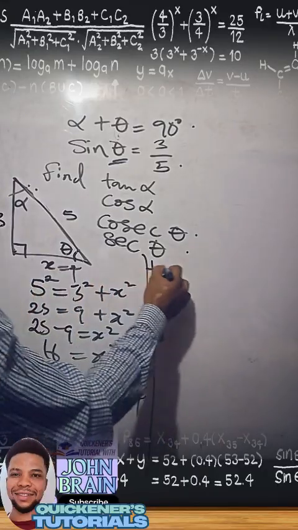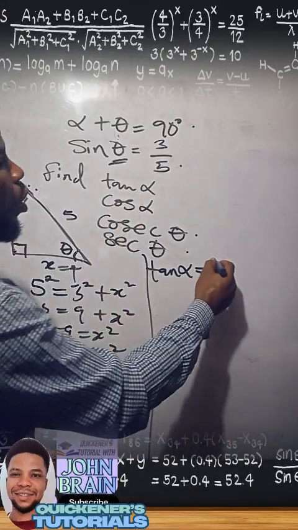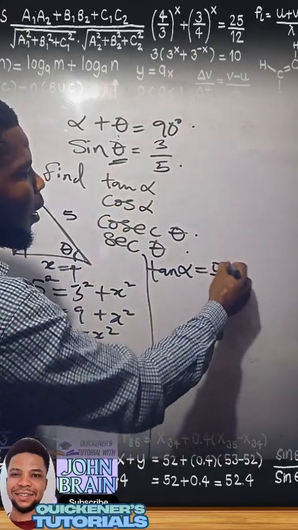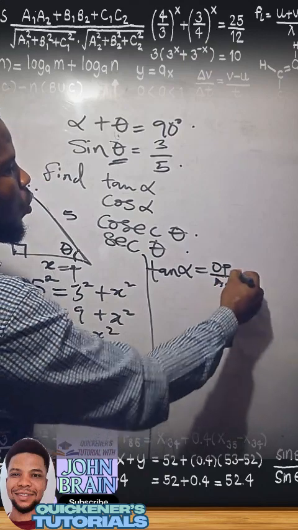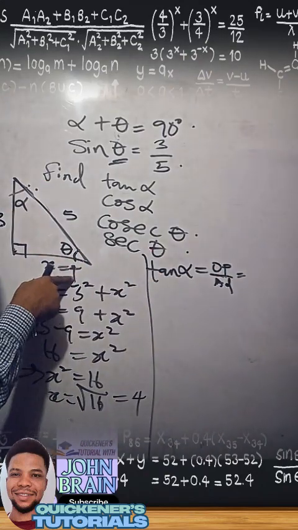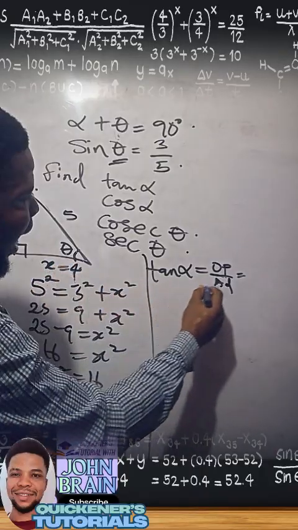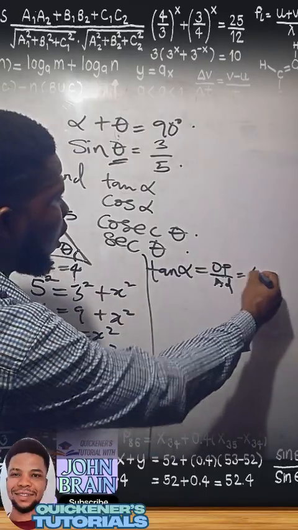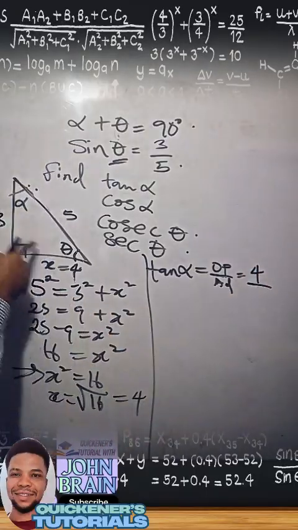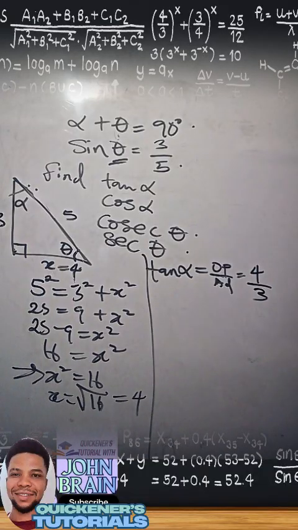If my x is equal to 4, then for tan alpha, remember tan is opposite over adjacent. What is opposite to my alpha? This is the side opposite to alpha, 4. So tan alpha is 4 over adjacent, and the adjacent is 3. I hope you understand that.